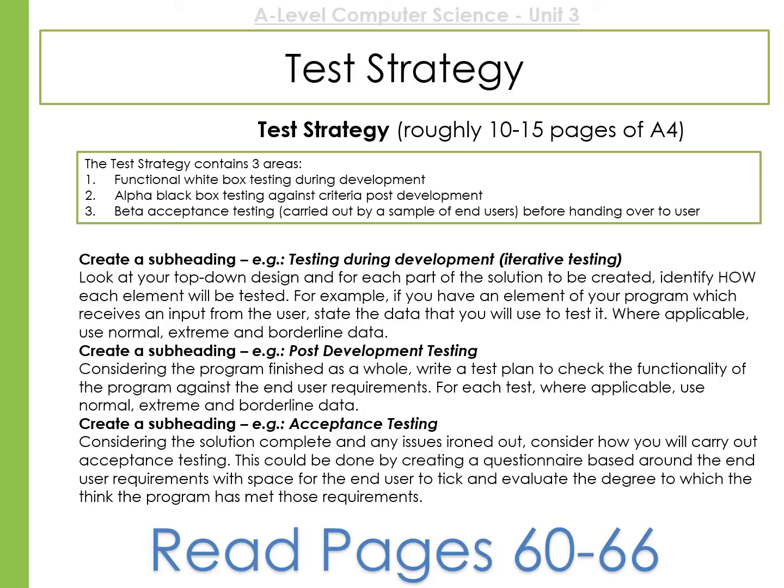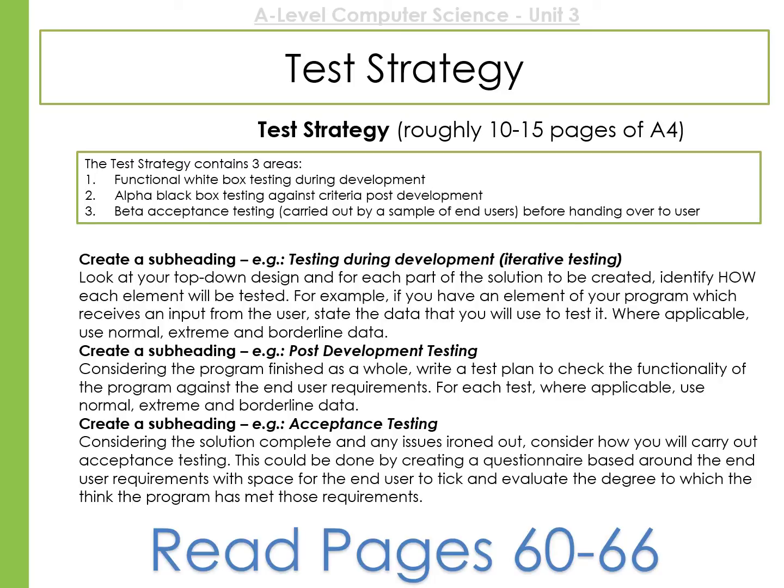So that means we need to start planning our test strategy. How are we going to test it? And it should include all of those 3 sections. So the first section, testing during development. This is iterative testing, and this is our functional white box testing.